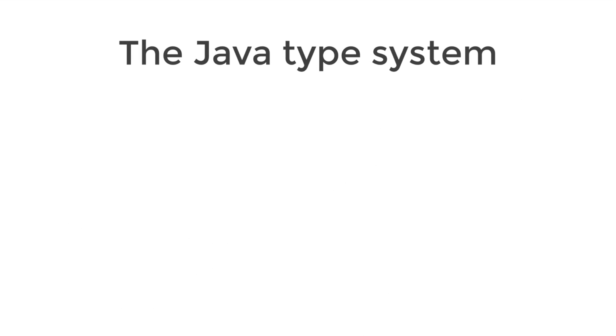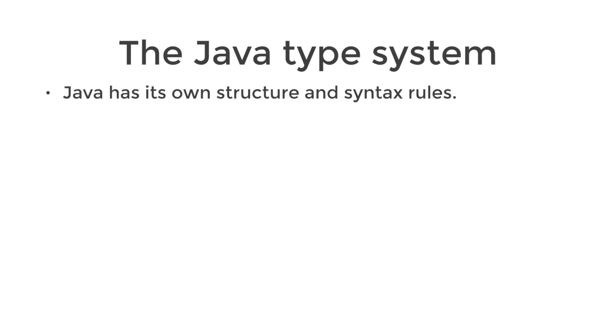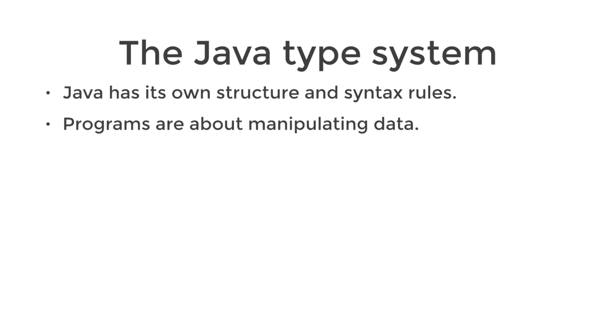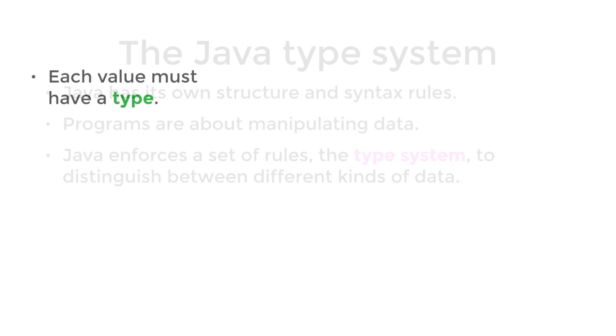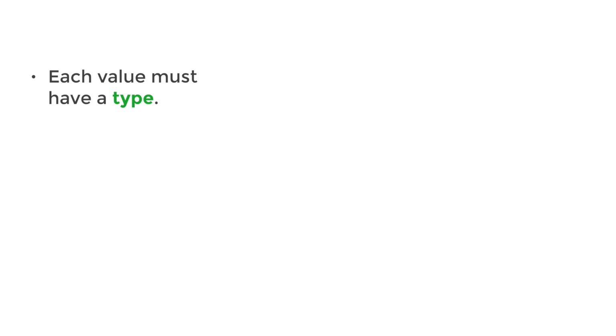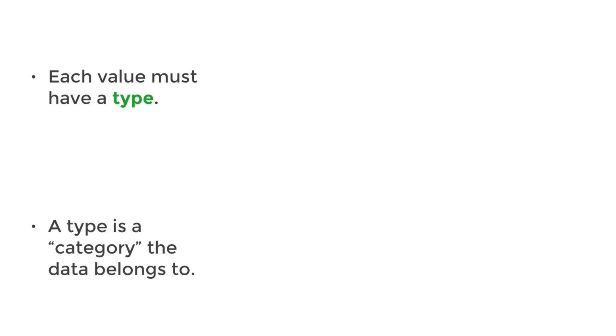So what are those things that the compiler checks? One of them is the particular rules and structure that Java has. Java pays particular attention to data because programming is primarily about manipulating data. And Java enforces a set of rules called a type system to distinguish between different kinds of data. In Java, each value must have a particular type. And by type, I mean category. You can really think about types as categories.